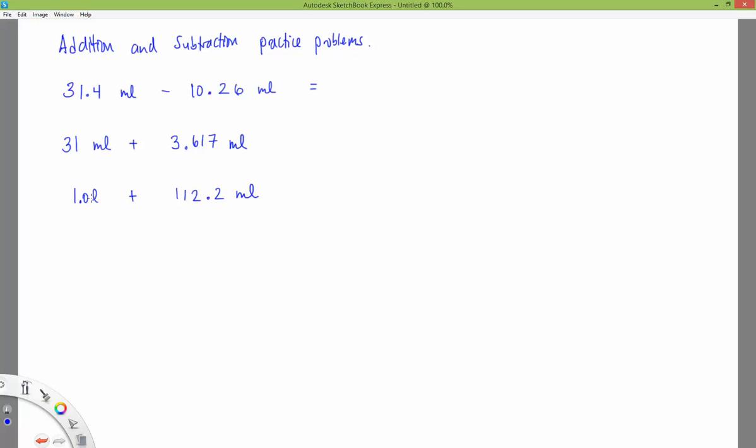Okay. You guys need another minute, or are we doing okay? We're good? Okay, so let's see what we got. 31.4 minus 10.26. If I punch that into the calculator, I get 21.14 milliliters. Now, I'm allowed to have up to one decimal place. So I would say 21.1 milliliters. Okay, one decimal.